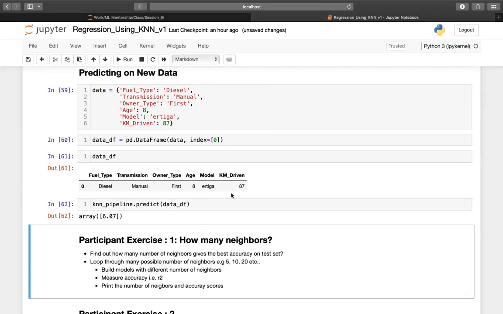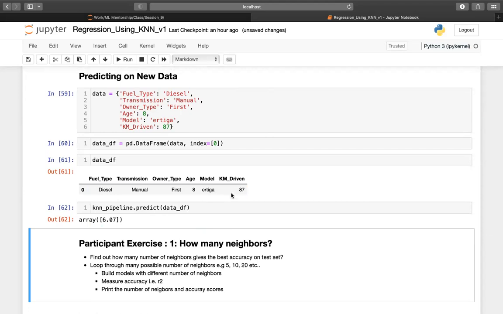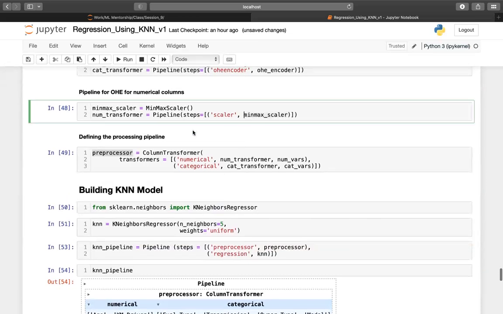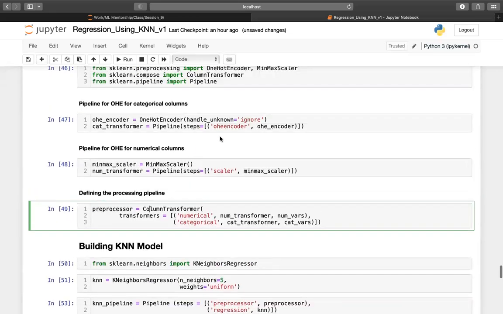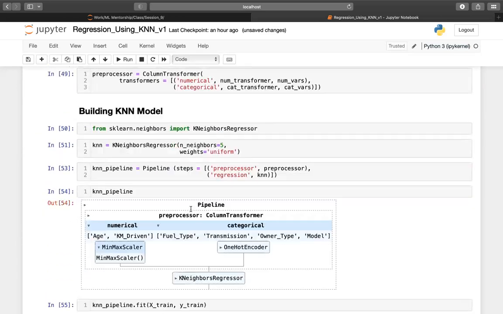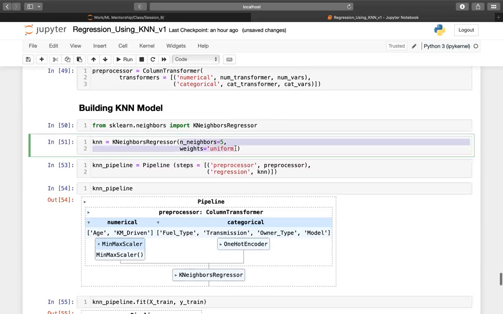So that's how we can build a KNN model, and we have to take care of the pre-processing step. It is very, very important that we apply the scaling technique to the numerical features, and of course one-hot encoding is required for categorical features, and then we build a KNN model. In this case, of course, we hard-coded the number of neighbors and the weights.